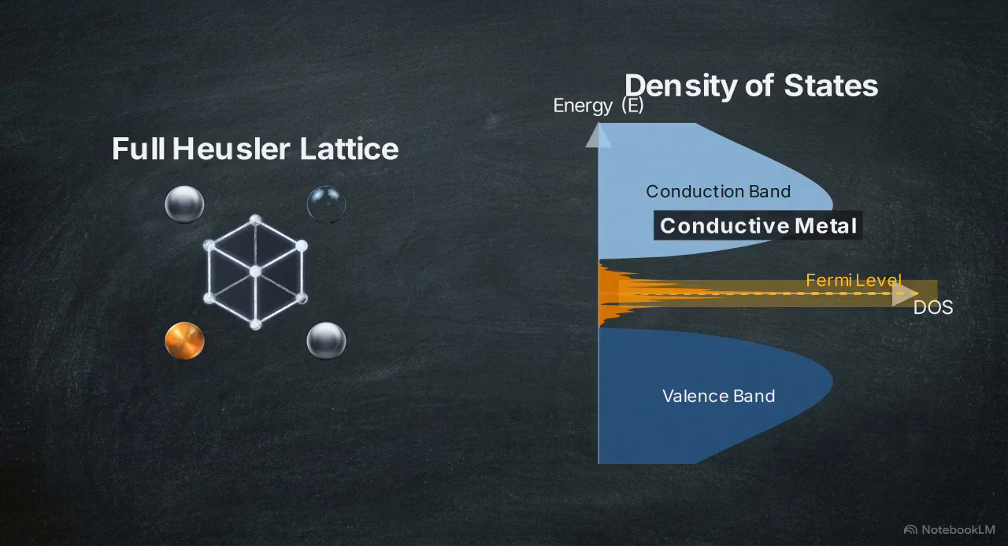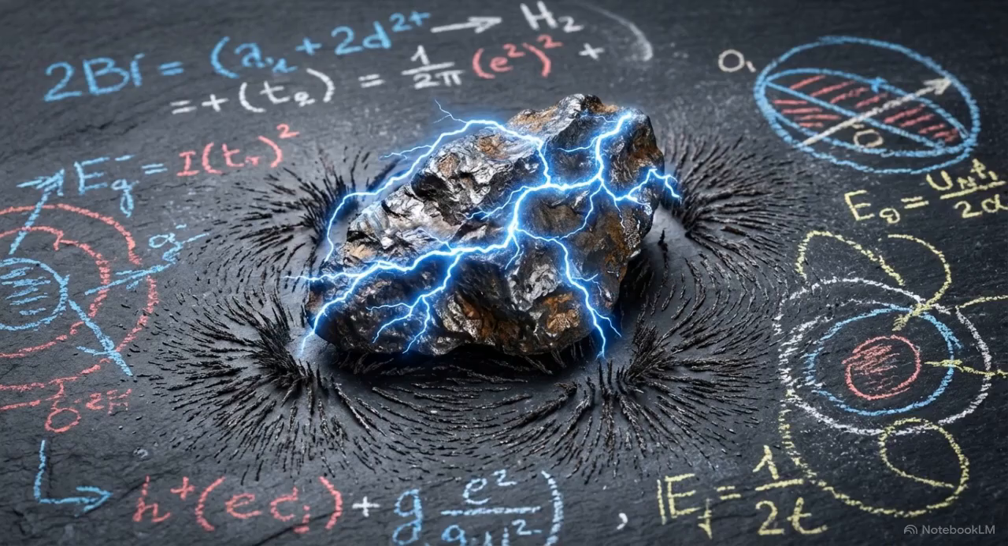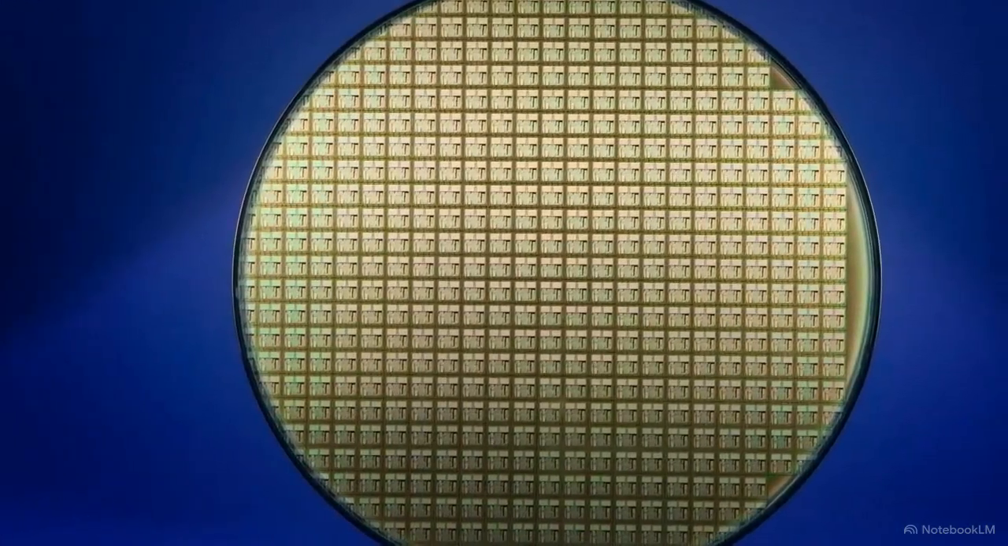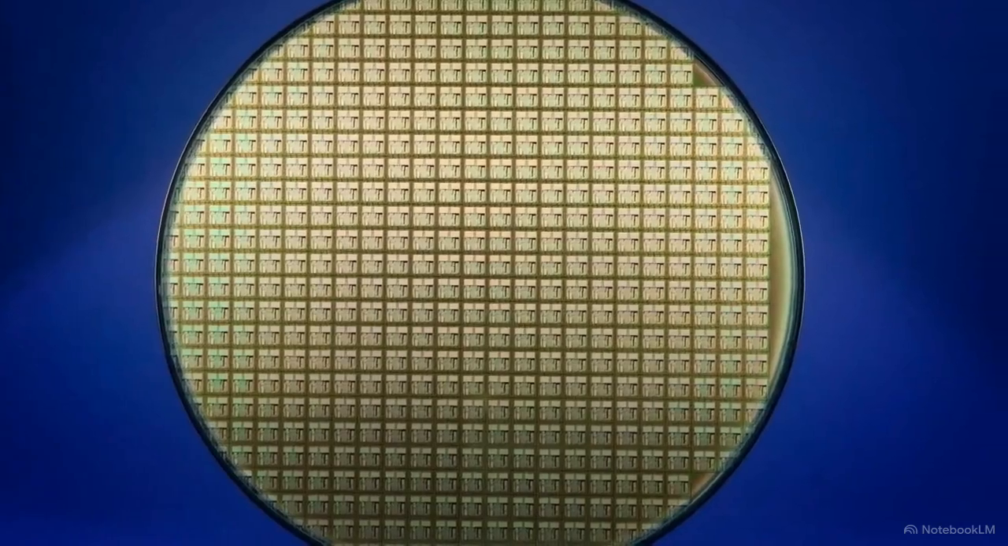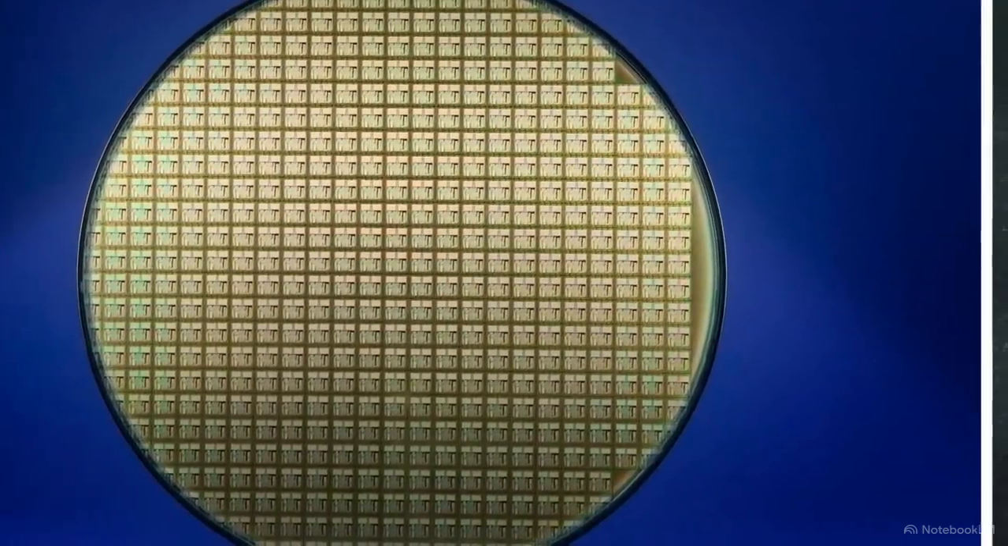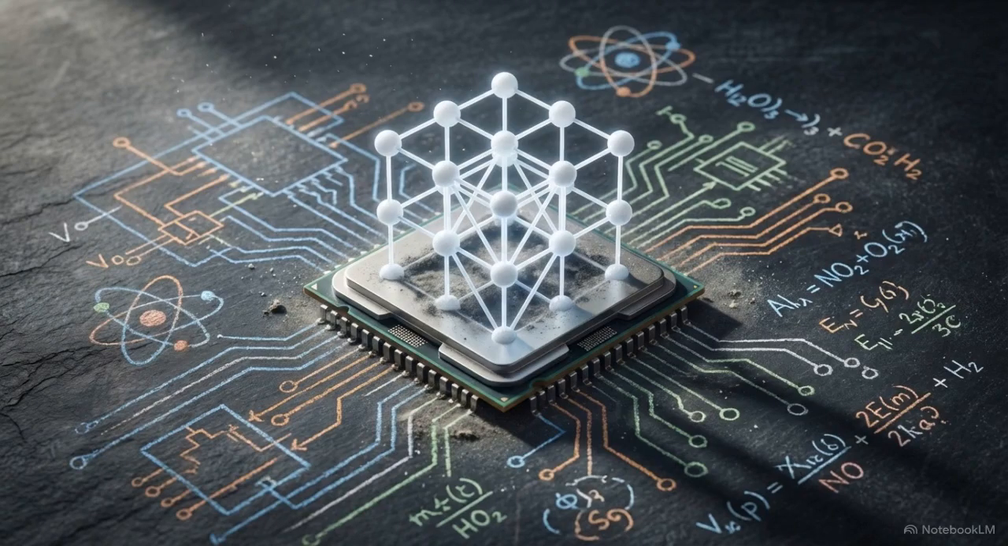When the Fermi level is populated due to structural disorder, the semiconducting gap closes, allowing the material to conduct electricity and develop magnetic properties. The properties of Heusler compounds are a product of stoichiometric precision and perfect crystallographic execution. Their function is dictated by the geometry of the atomic lattice.